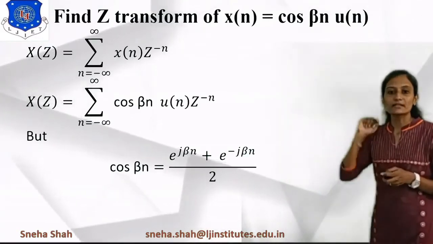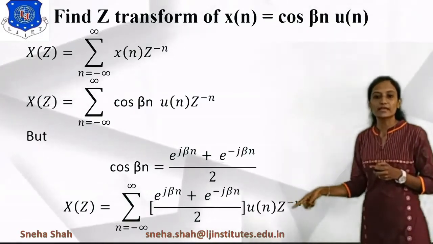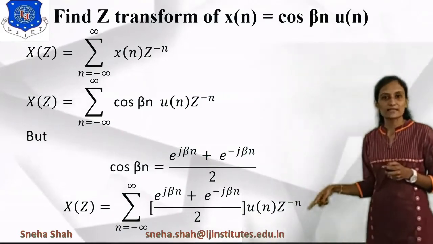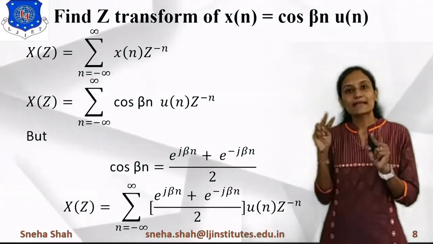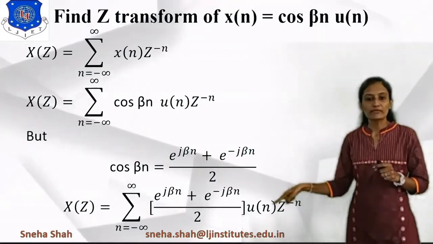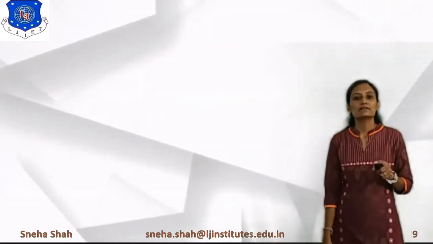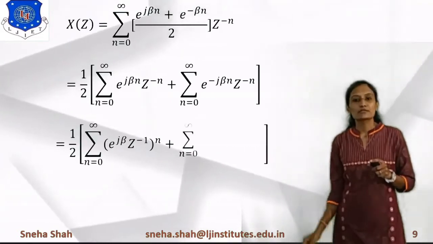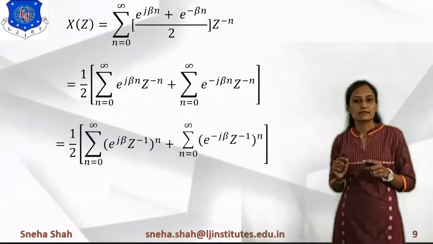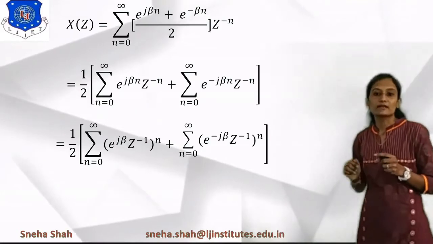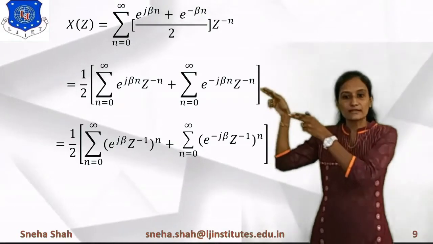Now if I am putting this value in the above equation, then the next step is X of z equals summation n equals minus infinity to infinity of e raised to j beta n plus e raised to minus j beta n by 2 into u of n z raised to minus n. Now I am applying the second rule, which is, because of this u of n, the range will change from 0 to infinity. So the next step is X of z equals summation n equals 0 to infinity of e raised to j beta n plus e raised to minus j beta n divided by 2 into z raised to minus n. Now I am separating this part in the form of e raised to j beta n into z raised to minus n plus e raised to minus j beta n into z raised to minus n.